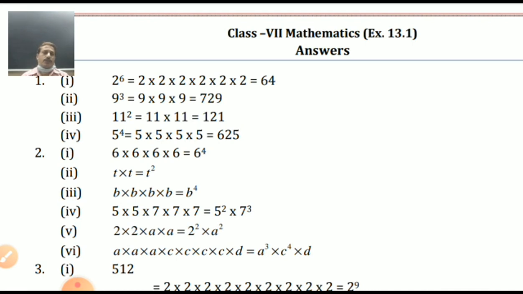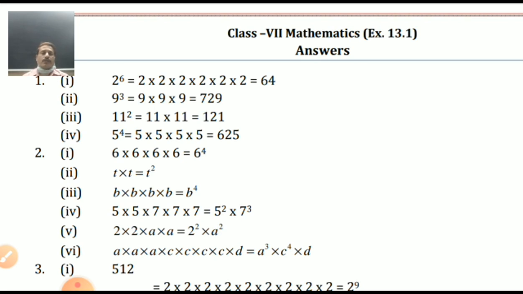2 twos are 4, 4 twos are 8, 8 twos are 16, 16 twos are 32, and 32 twos are 64, which is the answer. Easy? Yes. 9 raised to 3 means 9 has to repeat 3 times. That's a power, the exponent. So 9 into 9 into 9: 9 nines are 81, 81 nines are 729. You can do the rough work and find out this way.